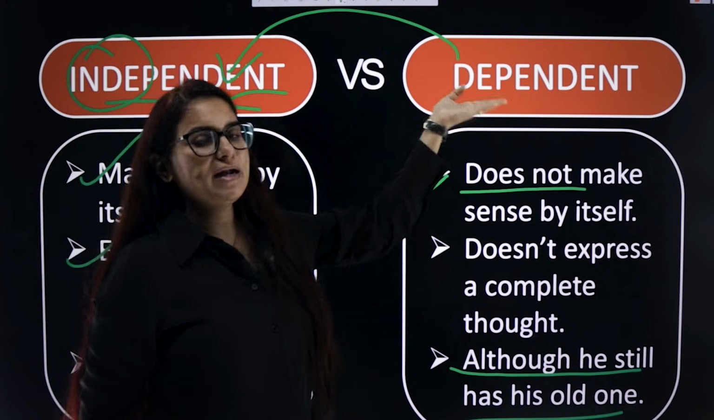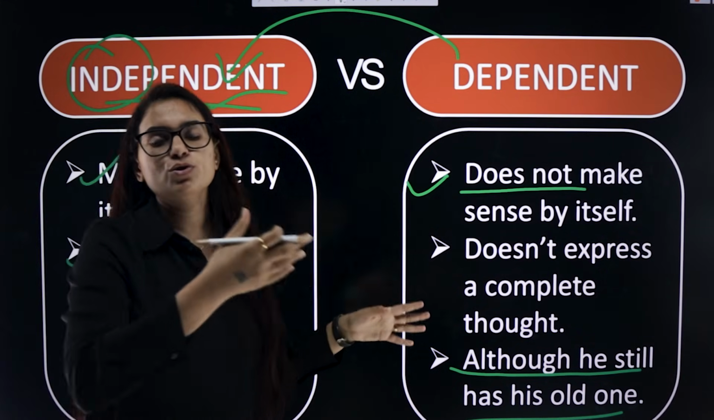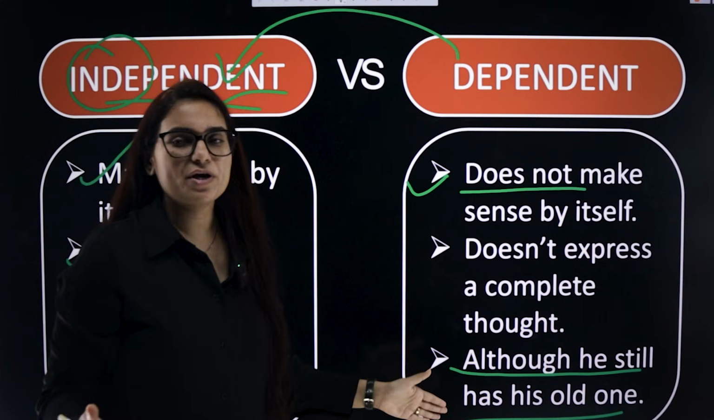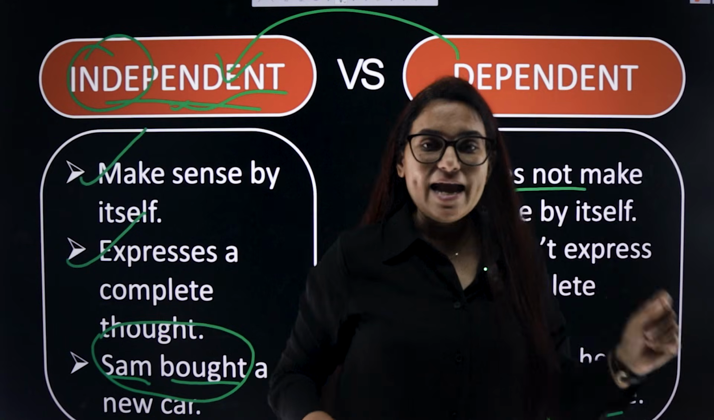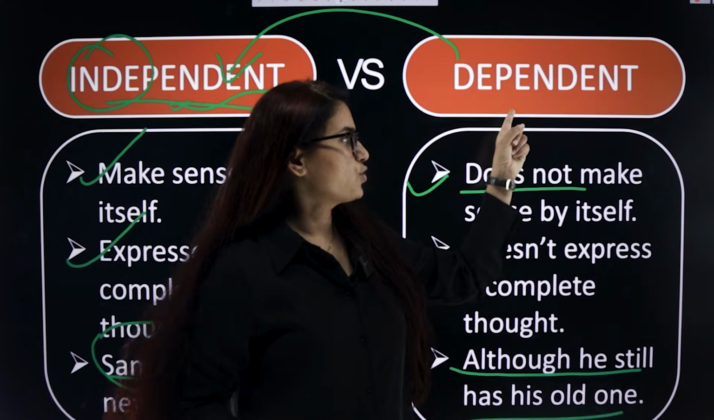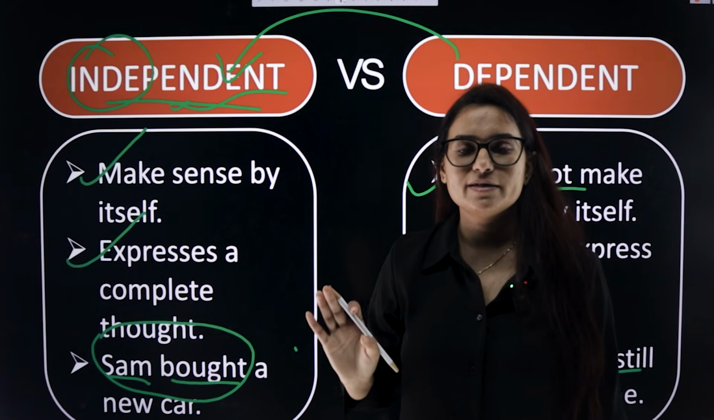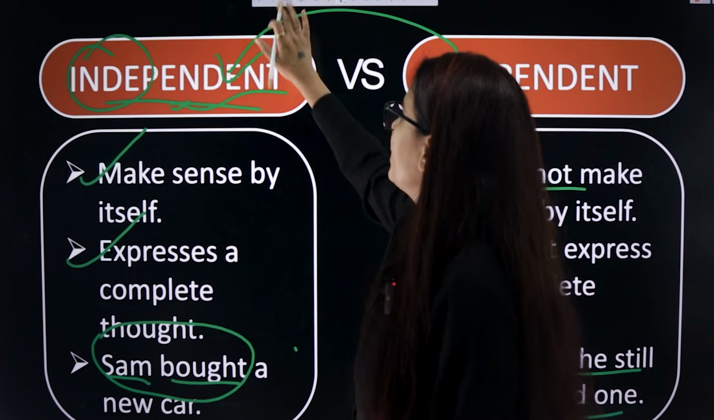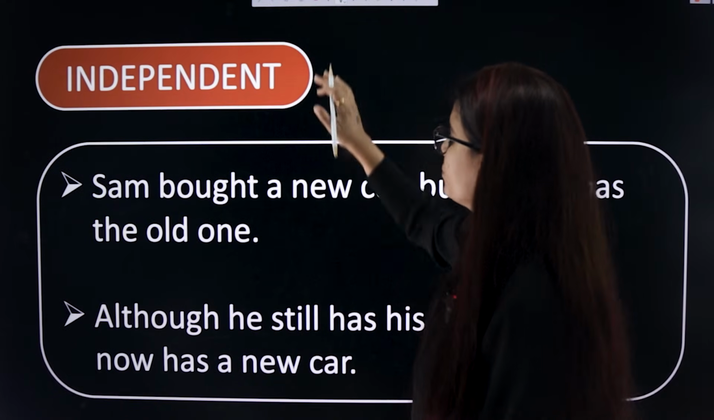Why do I have independent and dependent clauses? What is the need of joining them together? How to make sentences? We'll be talking about these things later. Right now, you need to understand any group of subject and verb which does not make sense by itself is called dependent. Which makes sense by itself is called independent. Okay? Alright.